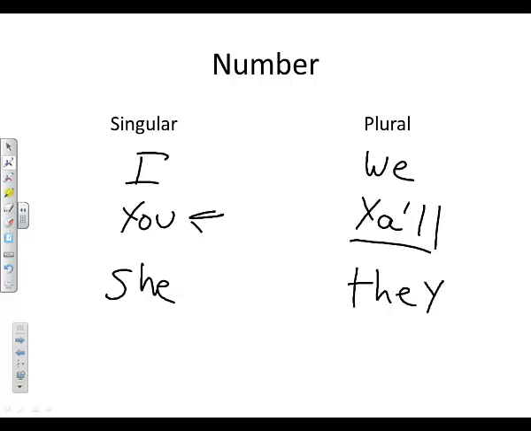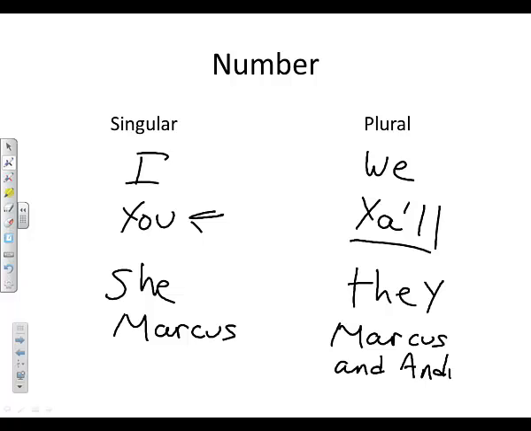A third person could also be maybe Marcus, a he, but a name. A they would be maybe Marcus and Andreas. Well, that's not a great Latin name. Maybe that could be a Latin name. Marcus and Andreas, as long as there's more than one, plural.